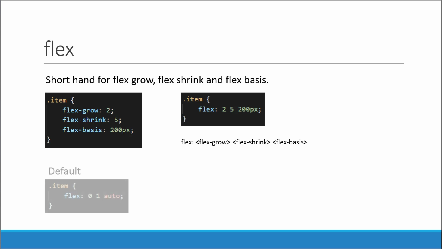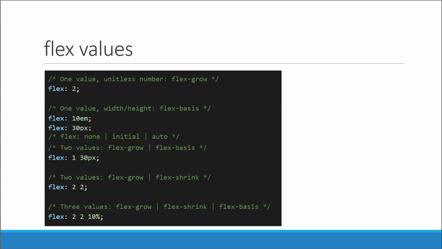By default, the Flex property has a value of 0, 1, auto. 0 for FlexGrow, which implies the items will not grow to fit the container. 1 for Flex Shrink, which implies the items will shrink when necessary. And auto for Flex Basis, which implies the width of the items depends on their content. The Flex property can be specified using 1, 2, or all three values. Try experimenting with different values and you'll get a good understanding of the Flex property.